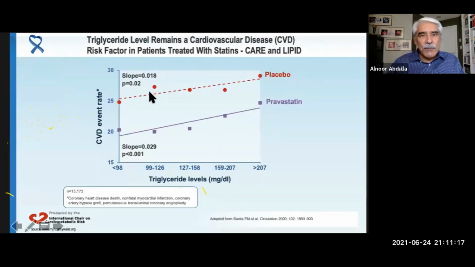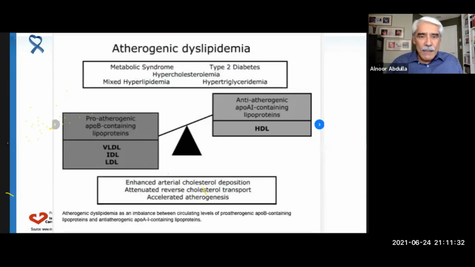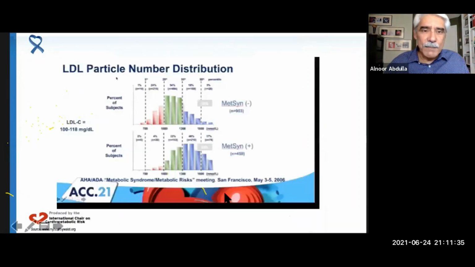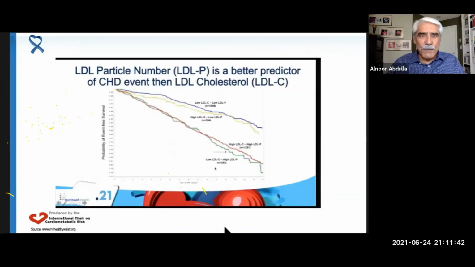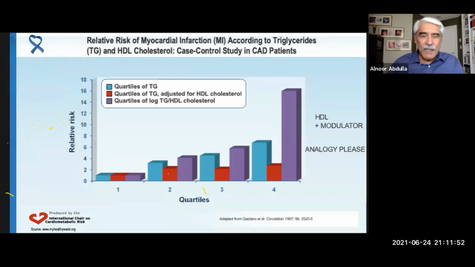So we know that when you lower LDL, triglyceride is still important. So it's an independent risk factor. Even in patients who have LDL lowered, the level of triglyceride portrays risk. And I'll speak to you about this atherogenic dyslipidemia. Atherogenic dyslipidemia has a large number of these small, dense LDL particles that I talked to you about in part 1. And so the particle number is more, ApoB, and that's a bigger risk and causes more events than the bigger particles.